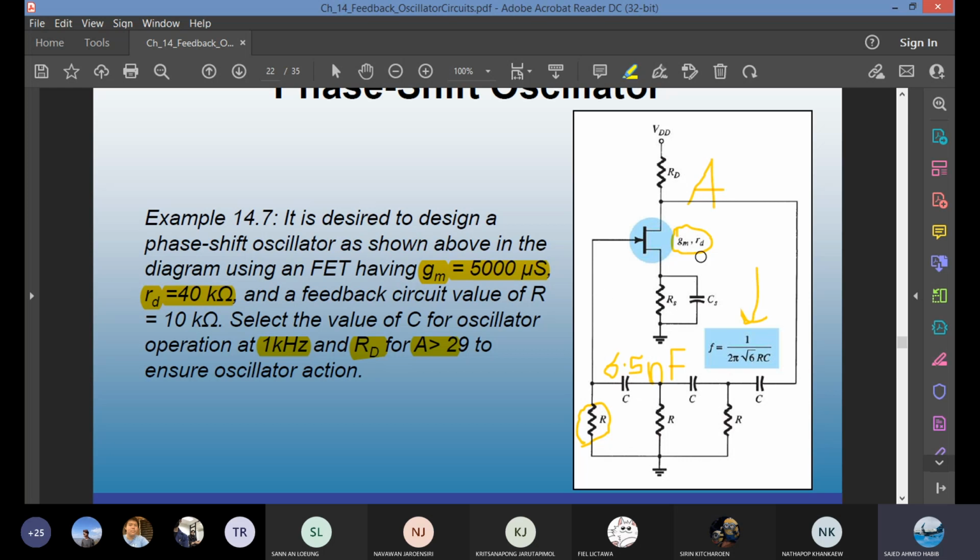A has to be greater than 29. We know A equals the absolute value of A. So the absolute value of A has to be greater than 29. GM for JFET, it is GM RL.